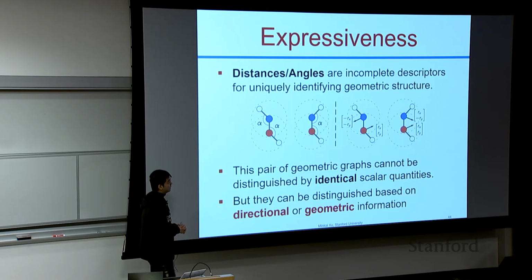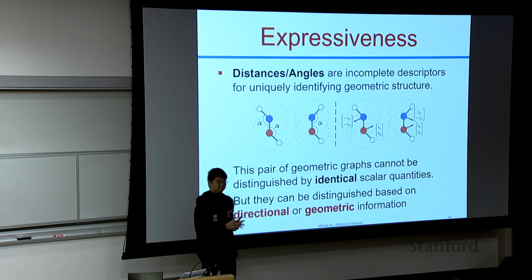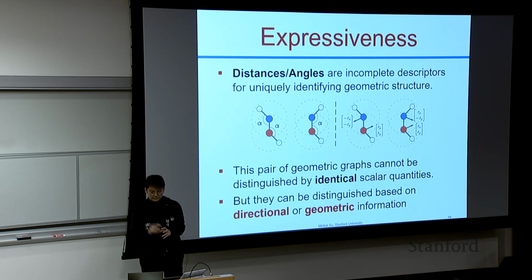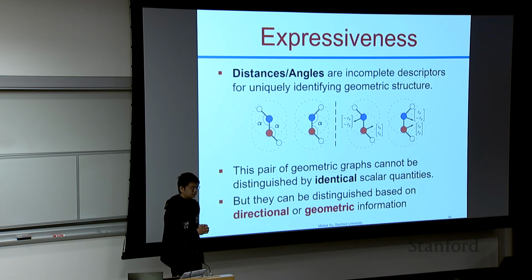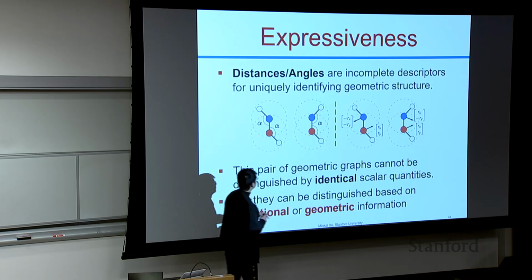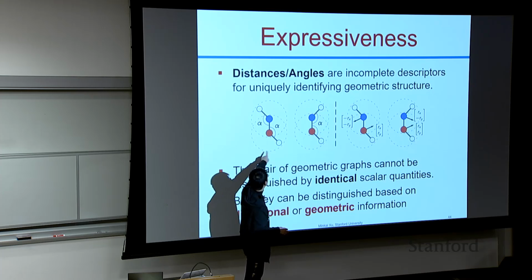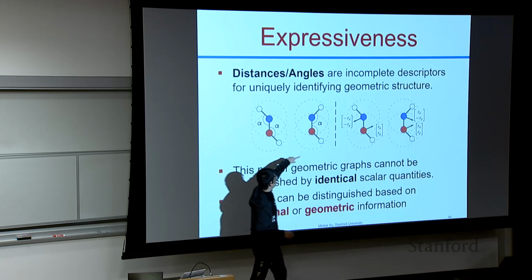However, all these kinds of methods rely on scalarization. So we reduce the coordinates into angles and distances. Is that a sufficient description of the geometry? Actually, definitely not. So consider these two molecular structures. They have identical distances and identical angles.